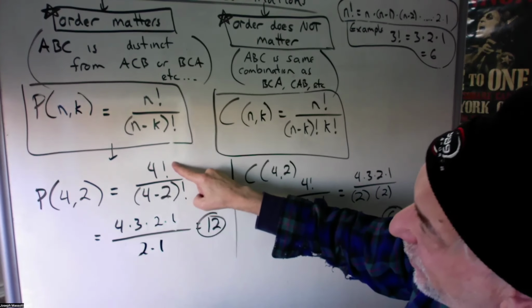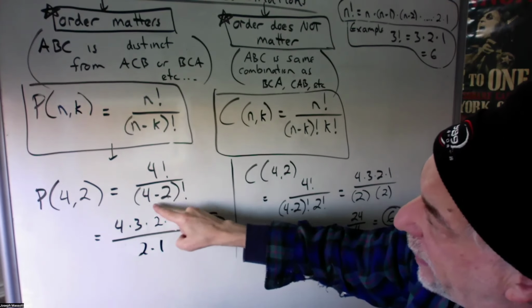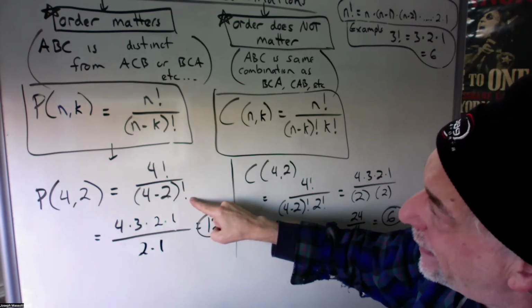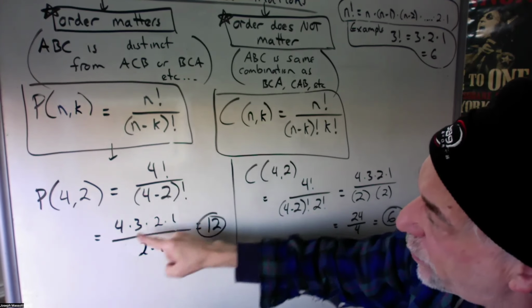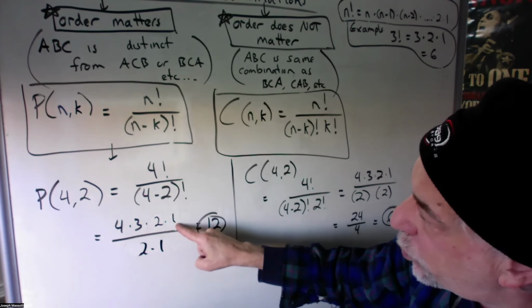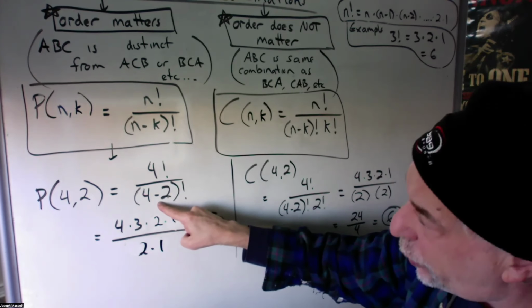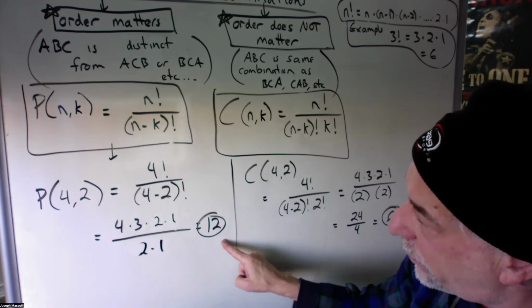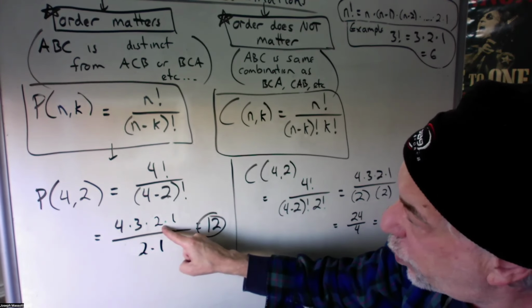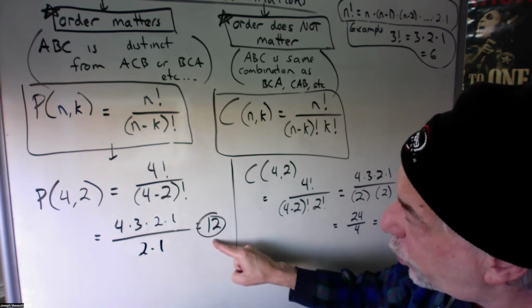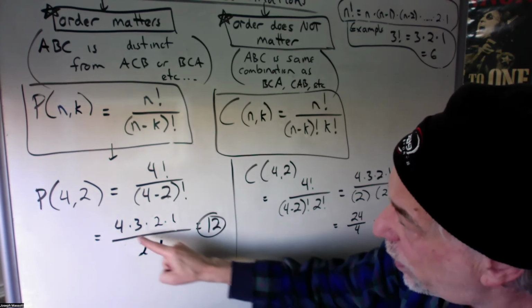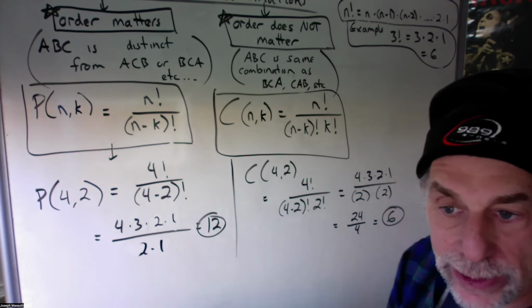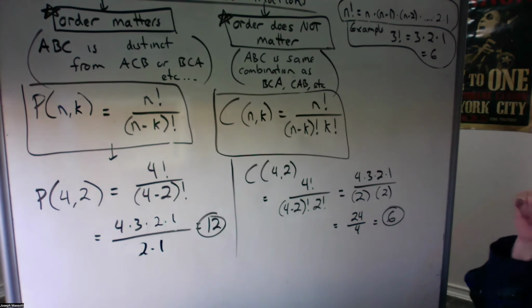We say n factorial in the numerator, n minus k factorial in the denominator. 4 factorial is 4 times 3 times 2 times 1. 4 minus 2 is 2. 2 factorial is 2 times 1. So we end up with 12, right? 12 times 2 is 24, over 2 is 12. You can also just cancel the 2 and the 1 and realize 4 times 3 is going to give you 12.